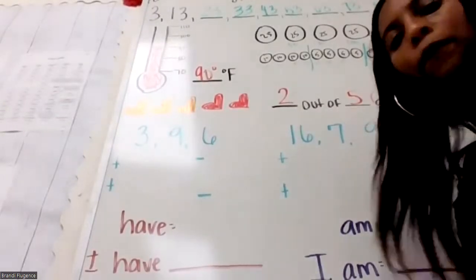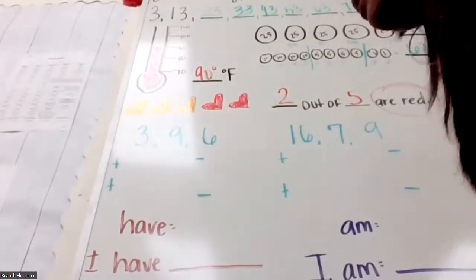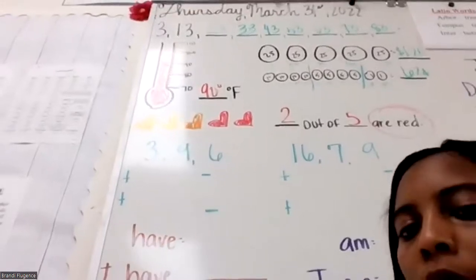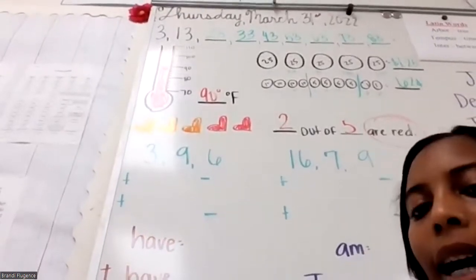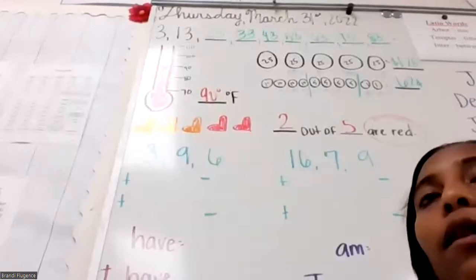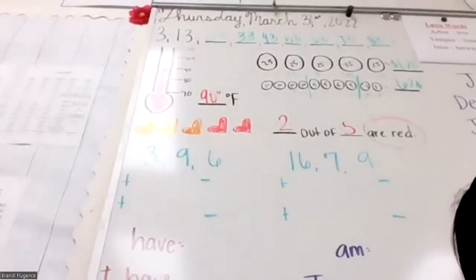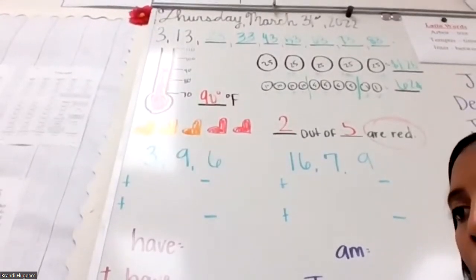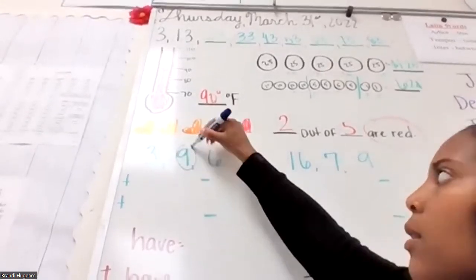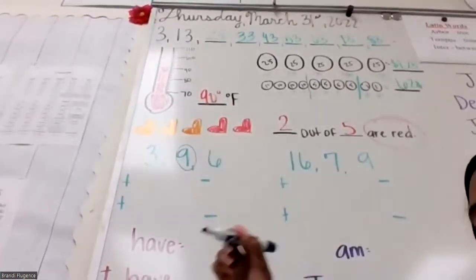So remember, when we have 3 numbers, when we have a fact family, these are the only numbers we can use. We cannot use any other numbers. So in this case, I have 3, 9, and 6. What's the first thing I have to do to figure out what I'm adding to? Find my biggest, which would be 9. So that means I'm adding to 9.